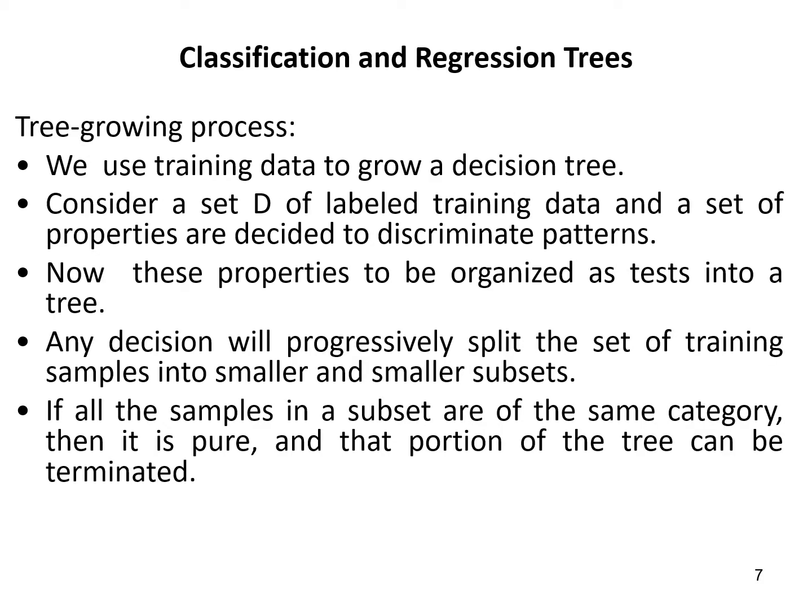Next, we'll see the tree growing process. We use training data to grow a decision tree. Consider a set D of labeled training data, and a set of properties decided to discriminate the patterns. Now, these properties are to be organized as tests into a tree. Any decision will progressively split the set of training samples into smaller and smaller subsets. If all the samples in a subset are of the same category, then it is pure and that portion of the tree can be terminated.